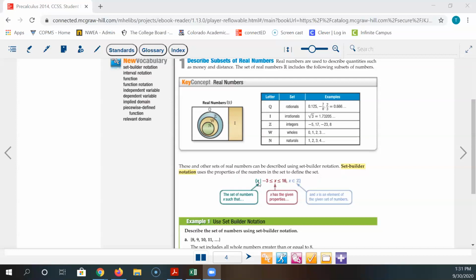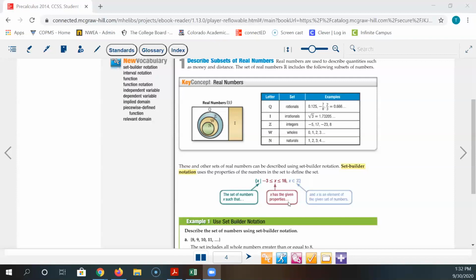You could have a set of months that begin with the letter A, right? So then you'd be going through April, August. All it is, is an identifying characteristic. This portion right here, this is the characteristics or the given properties.